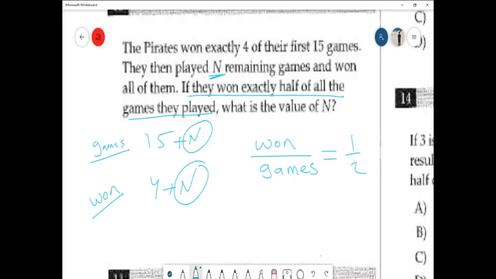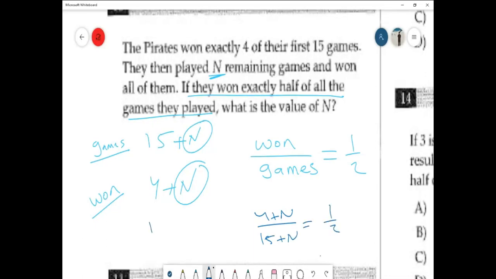Okay. Yes, Sanos. What did I tell you about the word half? I assume nothing. Okay. Remember, sir?